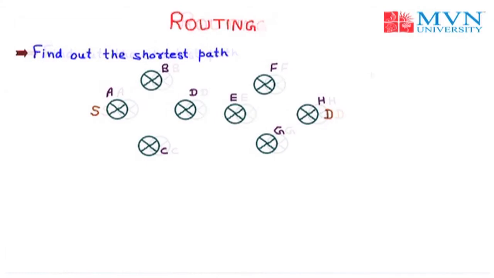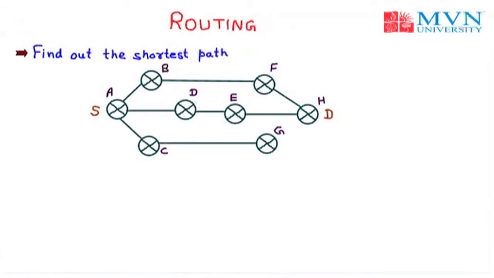Now the part of the connectivity. The connectivity is from router A to router B, then router B to router F, then router F to router H, then from A to D, then D to E, E to H, then A to C, C to G, and at last from router G to router H. So you can see that from source to destination we have three main possible paths. The first possibility starts with router A to B to F to H.